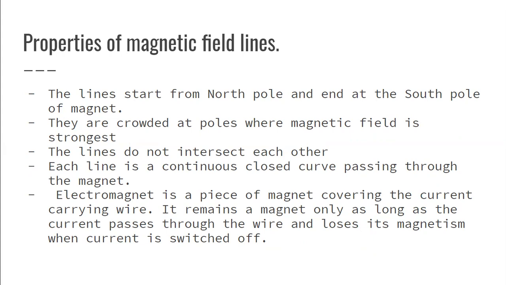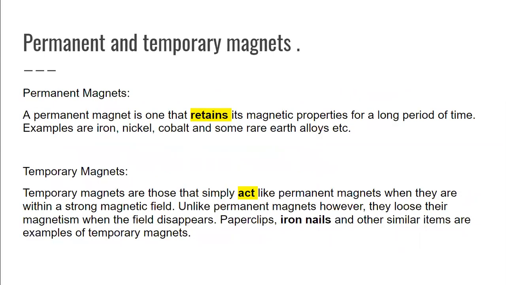The moment you switch on that electric supply, the current starts passing through the wire. And when you switch it off, there is no current flowing, so basically there is no magnetism that you can find there. It loses its magnetism when you switch off the current. Going further, there are two types of magnet. One is a permanent magnet and the other is a temporary magnet.